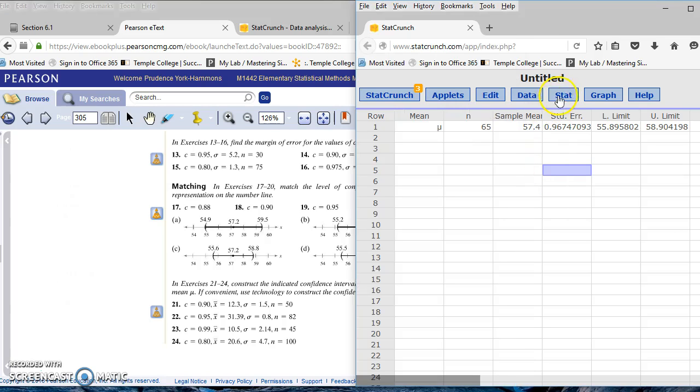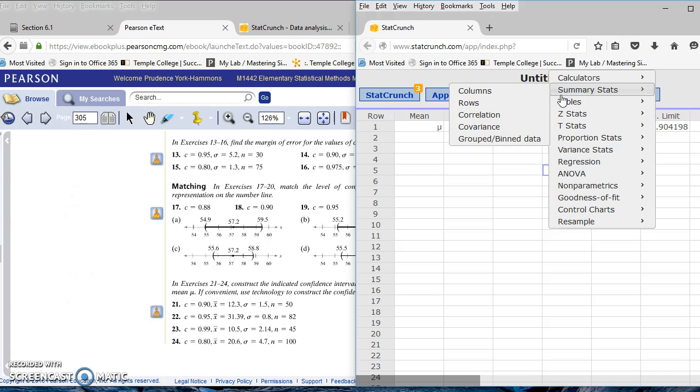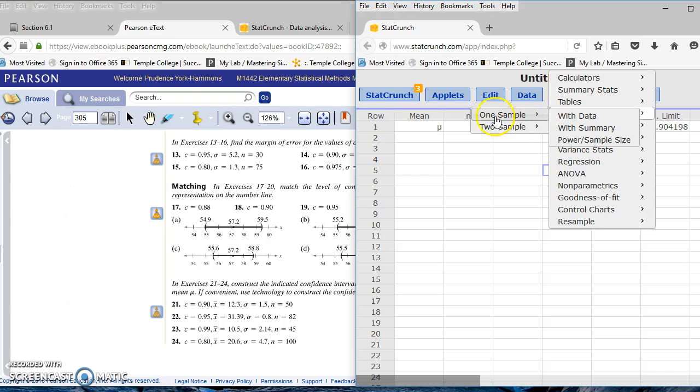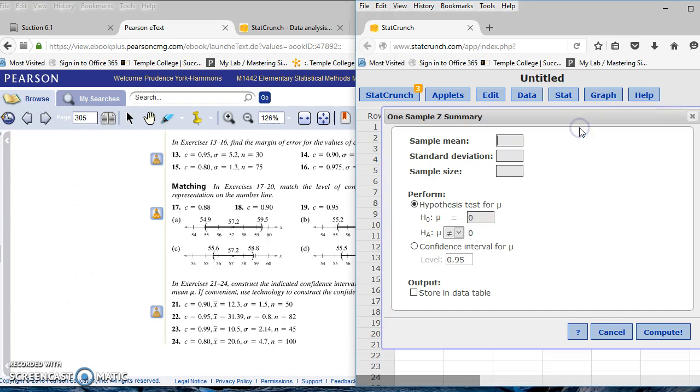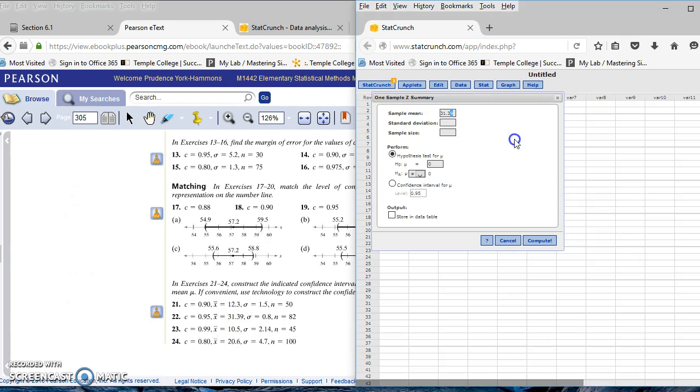So going back to StatCrunch, remember where we went? We went Stat, Z-Stats, one sample with summary. The sample mean from number 22 was 31.39. The standard deviation, oh wait, I was on 23, I'm so sorry. The sample mean was 10.5. I apologize for that.